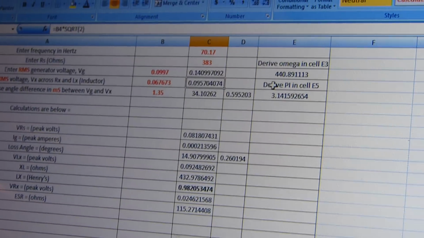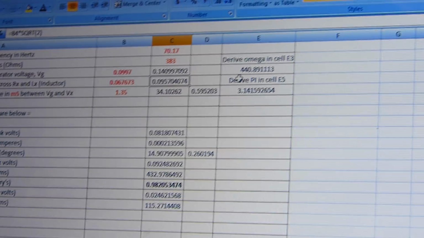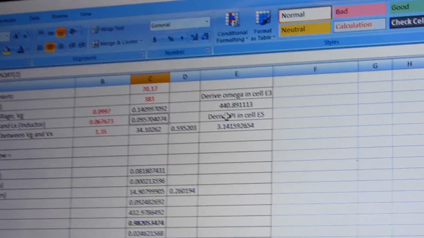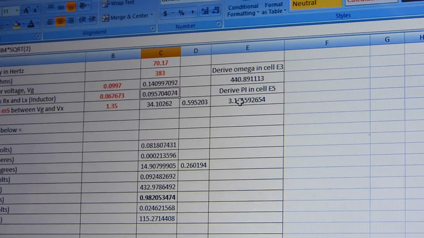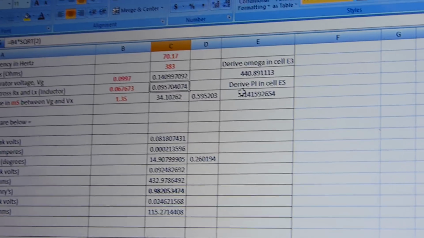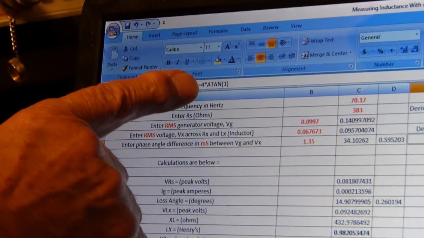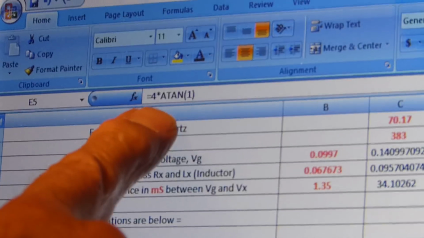Pi we know is 3.14159 and thereabouts, but putting in a constant like that really does not give you the best answers. It's actually better to derive it. And for those of you that are really interested, here's how you derive pi. It's actually 4 times the arctan of 1.